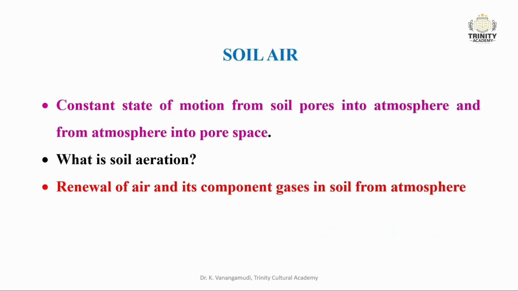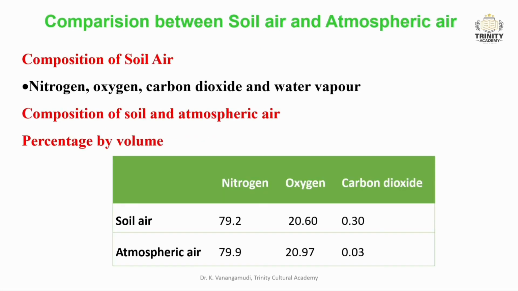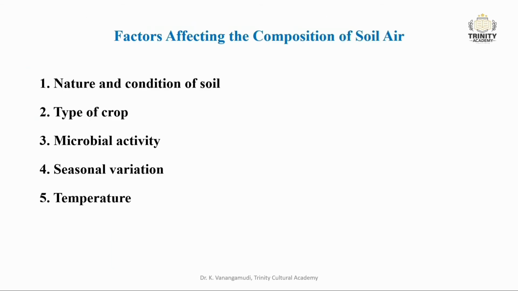It is a constant movement of air from pore space to atmosphere and vice versa. What is soil aeration? It is renewal of air and its gaseous component into the soil from atmosphere. Soil air contains less nitrogen and oxygen than atmospheric air, but carbon dioxide is higher in soil air than atmospheric air. We discuss a few factors affecting soil air.